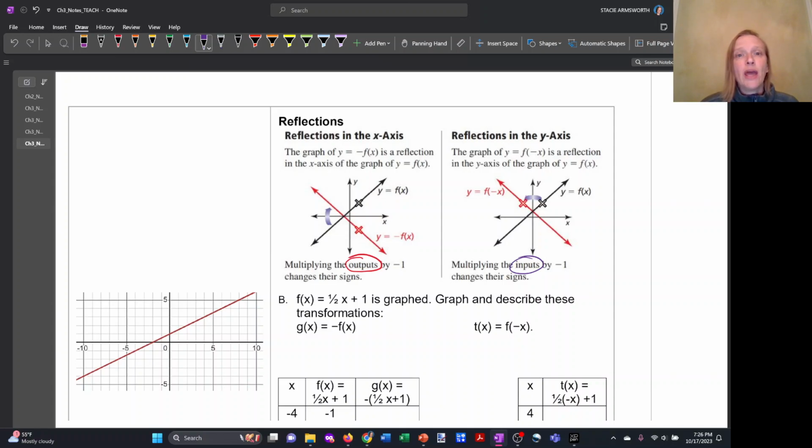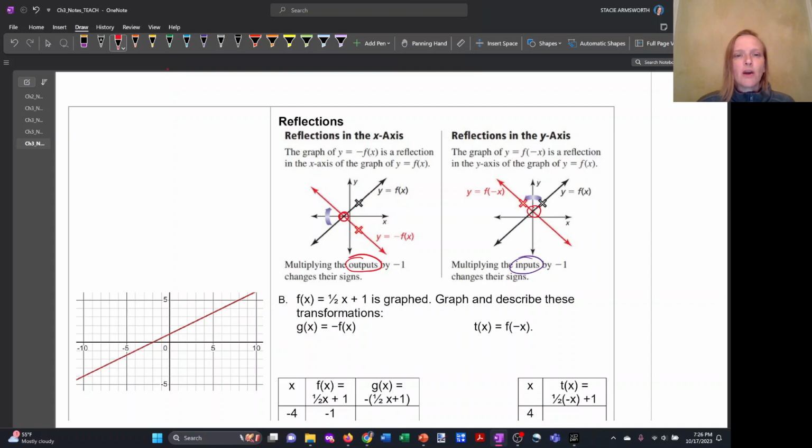Notice that when you flip across the x-axis, the x-intercept does not change. The x-intercept stays frozen. Similarly, when you reflect across the y-axis, the y-intercept remains frozen, stays the same for the original equation and the reflected equation. So let's look at some examples and how to figure those out.